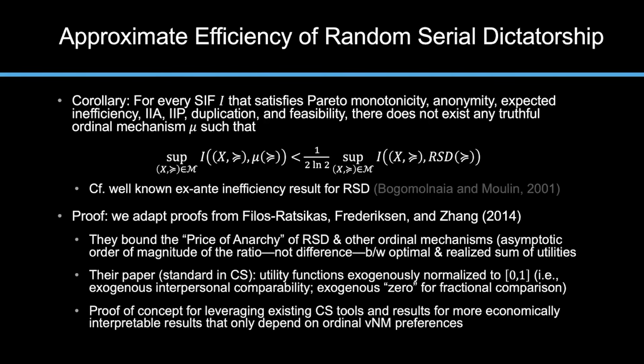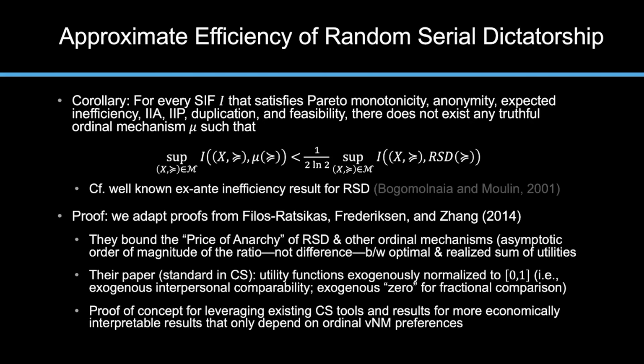And the proof, this was the easy part for us. We adapt proofs from this wonderful paper that bounds the price of anarchy of random serial dictatorship. They look at the asymptotic order of magnitude of the ratio between the optimal and realized sum of utilities as the number of objects goes large. We look at the difference. We don't do asymptotics, but the hard parts of the proof are really the most naive translation you can think of from their paper.